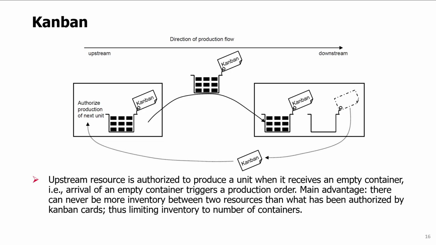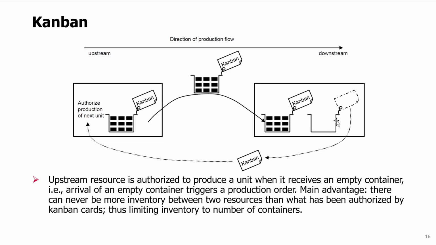The idea is that as a manager, you can define how many Kanban cards you allow the system to have. By defining the number of Kanban cards, for example 3 or 4, you say how many boxes of parts are allowed to be there. Let's say each box contains, as in this example, 9 parts. If there are only 4 Kanban cards, you might have at most 4 boxes of 9 parts, so a total of 36 parts of this type.